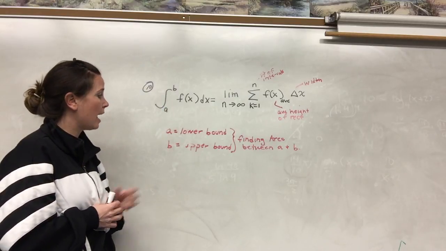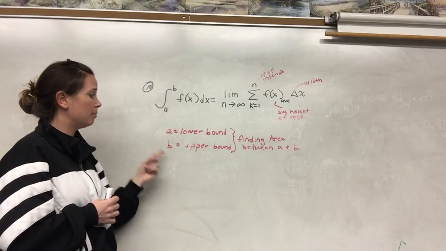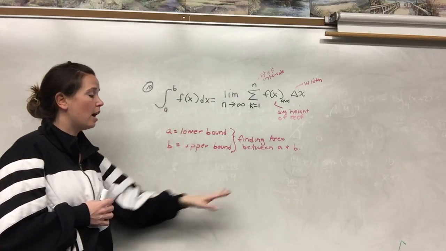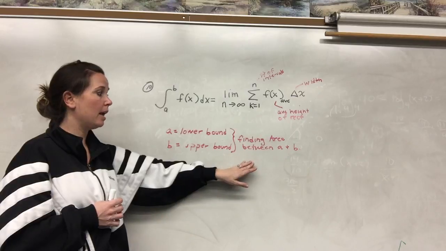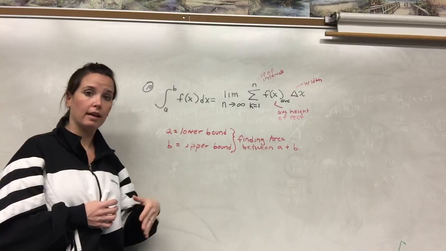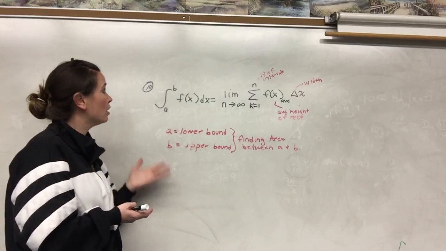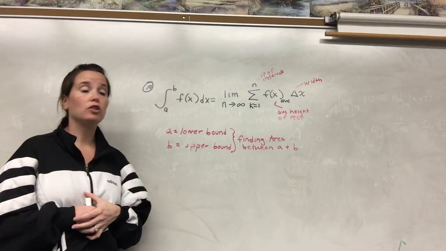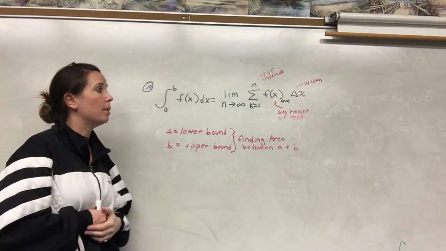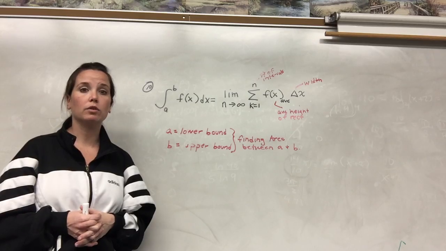So just go ahead and add that A is your lower bound and B is your upper bound in your notes, for finding the area between A and B, and know that that's what we're going to do in our next section. As far as this goes, number 10, this is notation. I'll never ask you to write this out, but there's just an explanation as to why we're doing what we're doing.